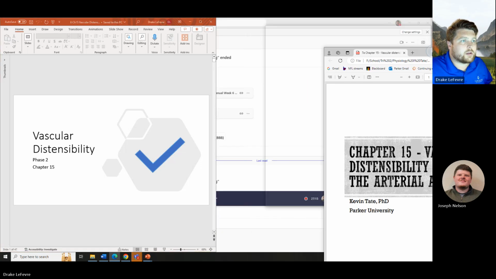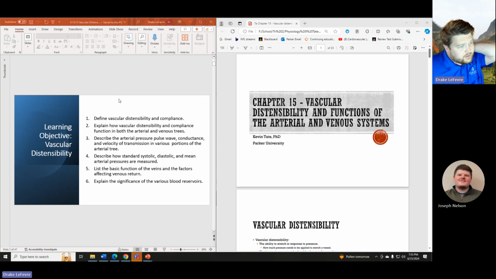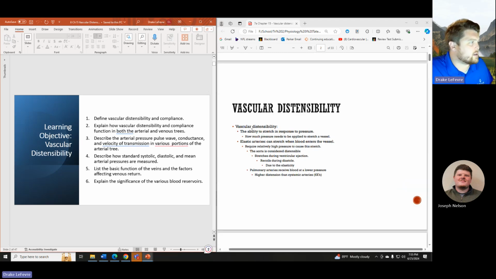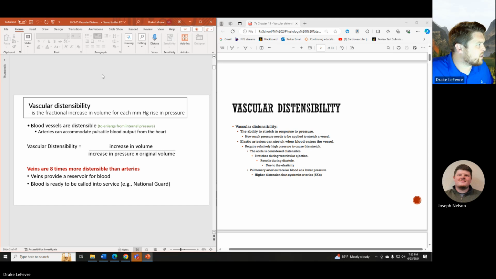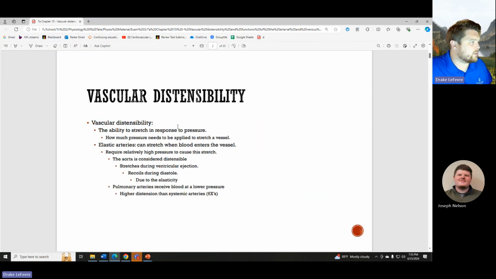Comparing Dr. Tate's material to previous material. Okay. Vascular distensibility and functions of the arterial and venous systems. So, learning objectives. I like the other PowerPoints in my notes just because they have clearly lined out objectives, so we'll go through and make sure that each of these is clearly explained. So, vascular distensibility. Let's read through his stuff and jump back and forth.